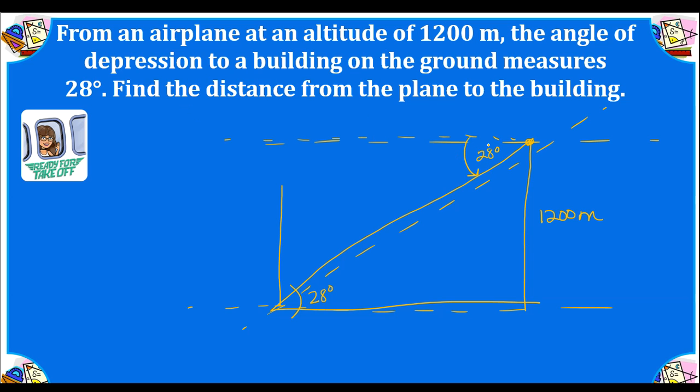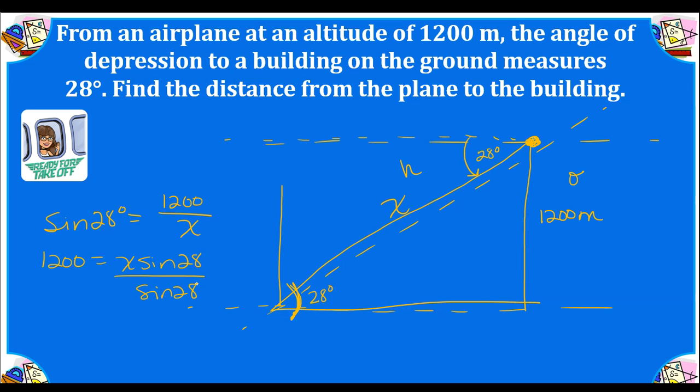And now it says find the distance from the plane to the building. So that's going to be the hypotenuse. So if our reference angle is 28 and we know opposite and hypotenuse, we're going to use sine. So the sine of 28 degrees is equal to 1,200 over x. We're going to cross multiply. We're going to divide each side by sine of 28 to isolate x. x is going to be equal to 1,200 divided by sine of 28.